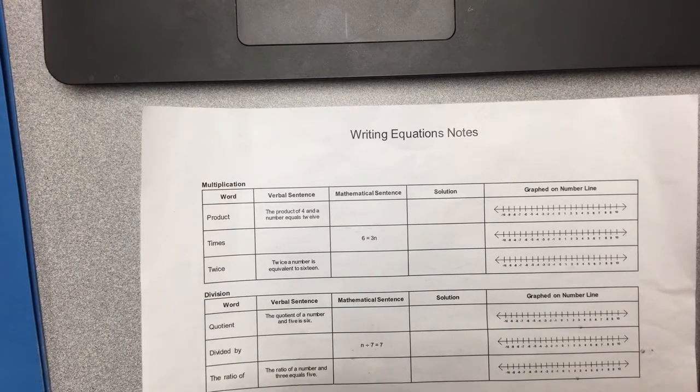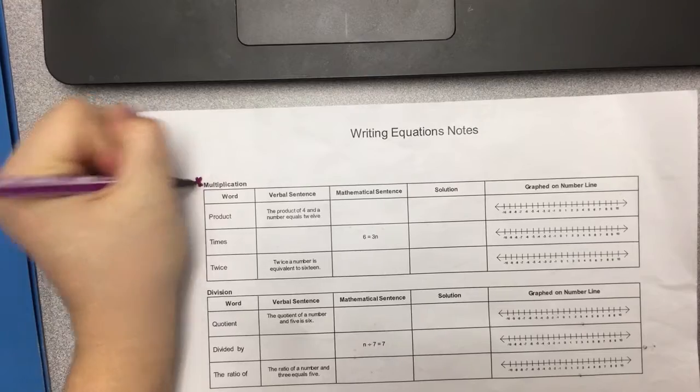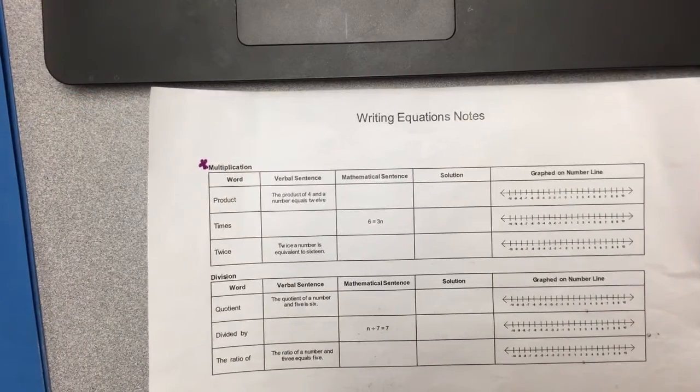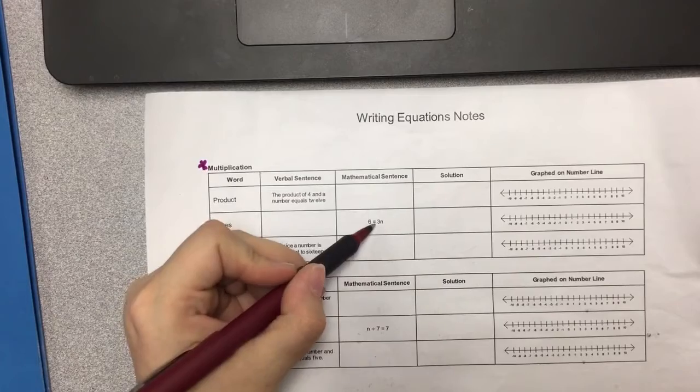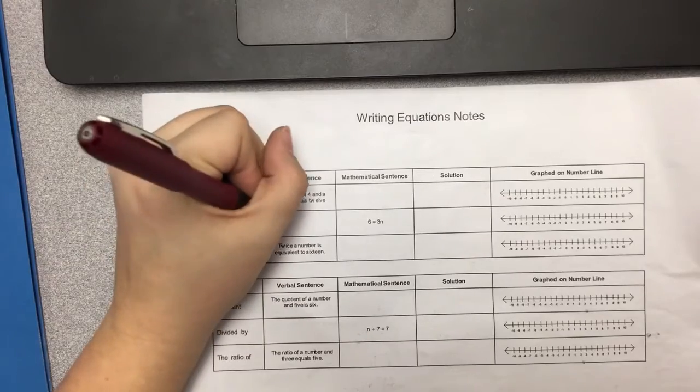We're moving on to multiplication. The 3 words for multiplication are product, times, and twice. Now y'all know times. You already say this is 6 equals 3 times n. So we're going to write that.